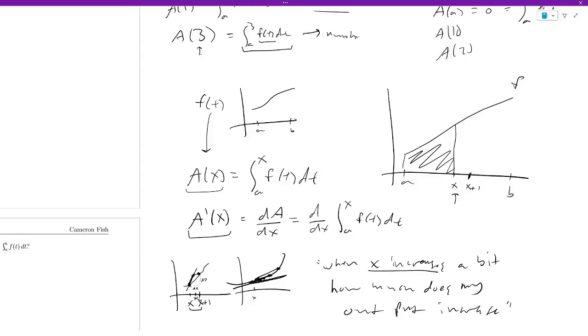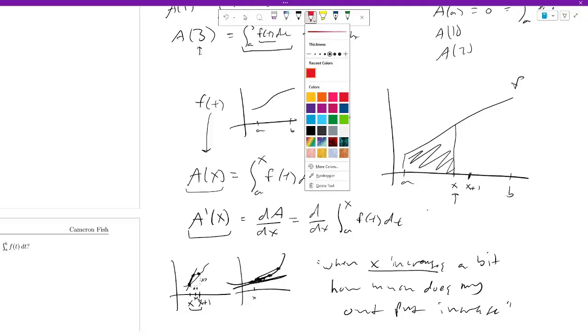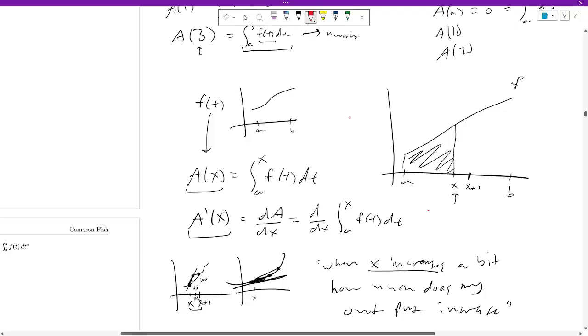Now I want to see what the new output is there. So if I do A of x plus 1, what does that mean? I'm integrating my original function from a up to this new x plus 1. So before I was integrating from a up to x, but now I'm integrating from a up to x plus 1. So I bumped my input up, and we can see how my output changed.